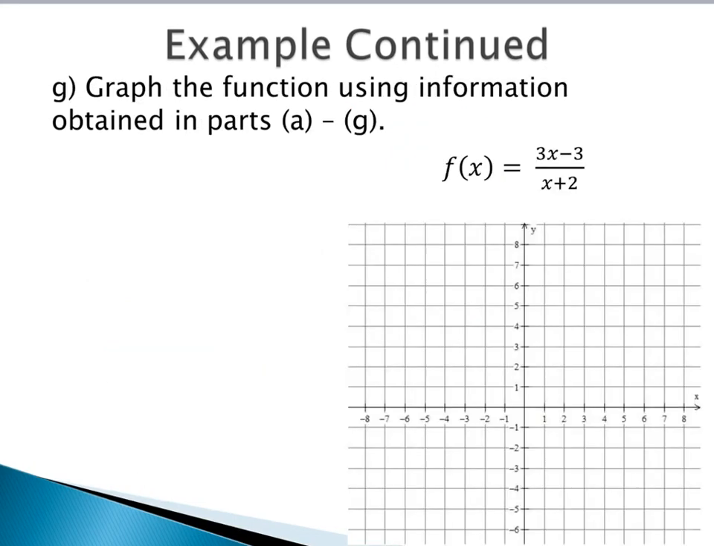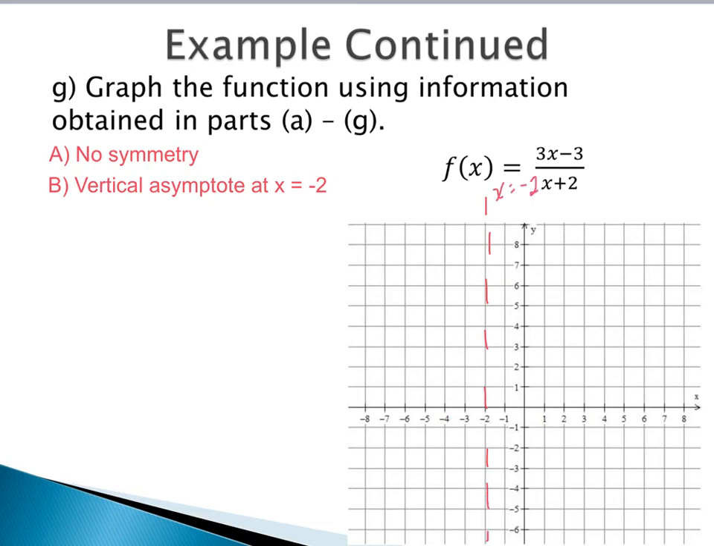Finally, now we're up to using the information that we obtained to graph the function. So first, remember we said that there was no symmetry, so we can't really do too much with that information. Next, we found there was a vertical asymptote at x equals -2. So we want to put that in as a dashed line, and we can even note it up here as x equals -2. Next, we found there was a horizontal asymptote at y equals 3. So y equals 3 would be a horizontal line. Again, writing that as dashed. So we have y equals 3.